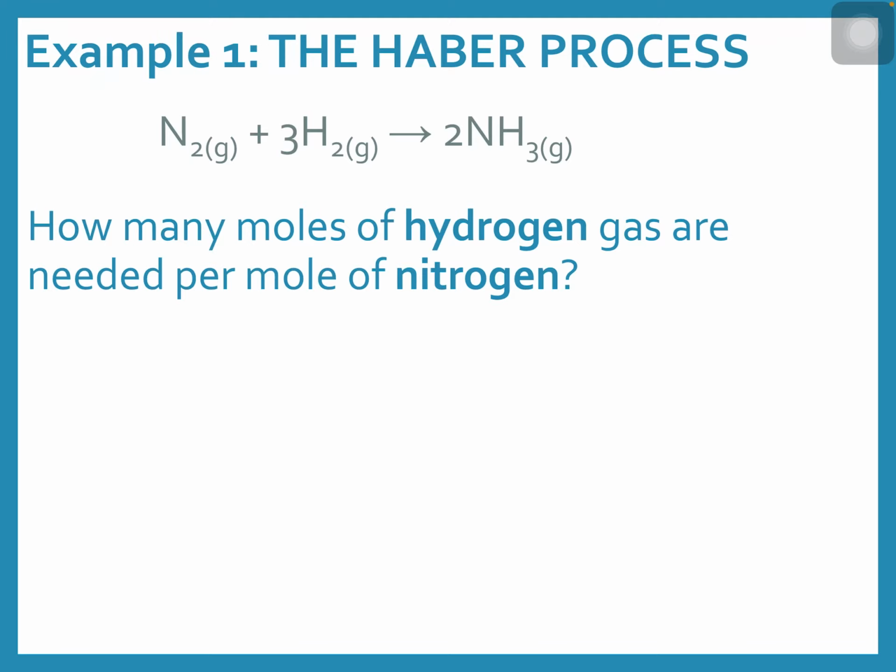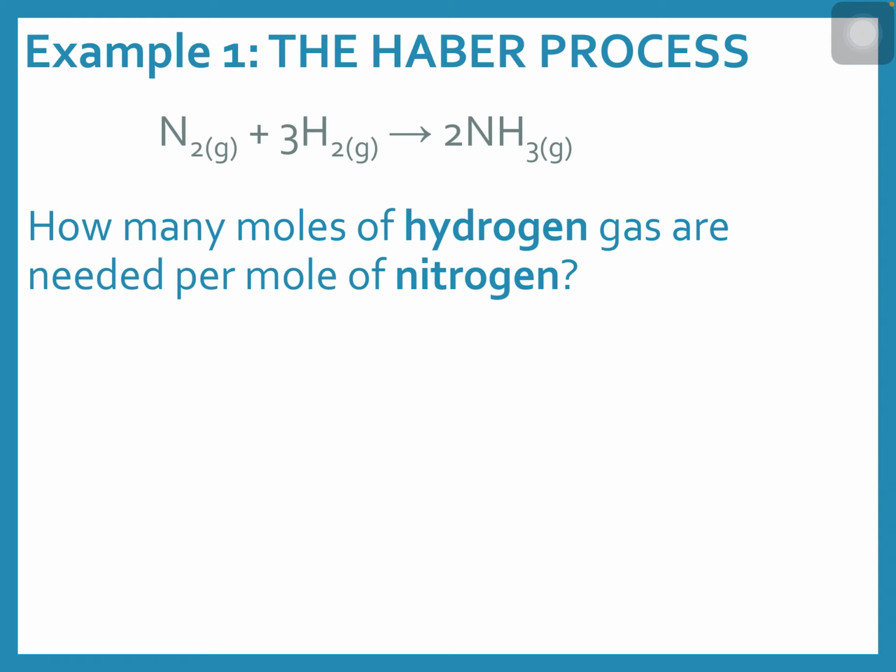So for example, in the Haber process, nitrogen and hydrogen react to produce ammonia gas. The ratio they react in is 1 mole of nitrogen for every 3 moles of hydrogen, and that ratio will yield 2 moles of ammonia. Up until recently, we've talked about this in terms of molecules. So 1 molecule of nitrogen will react with 3 molecules of hydrogen to produce 2 molecules of ammonia.